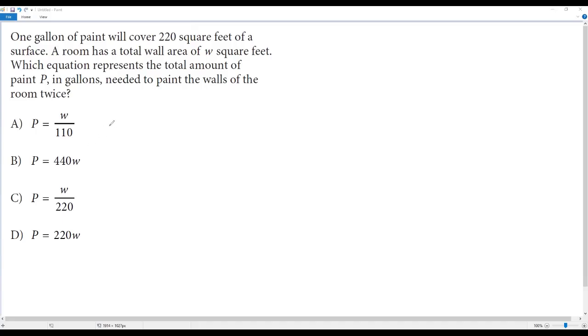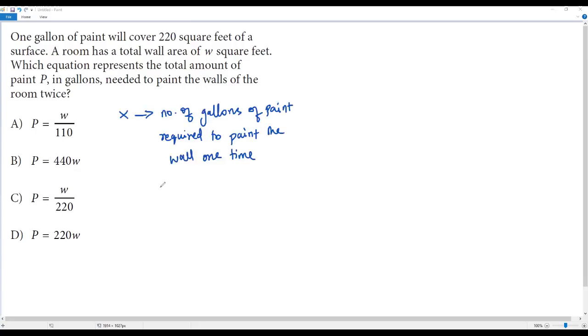Okay, so we can assume some variable X as the amount of paint in gallons required to paint the walls for one time. Once I get the value of X, it can be multiplied by 2 to find the number of gallons of paint required to paint the walls of the room twice. So now our aim is to find the value of X.